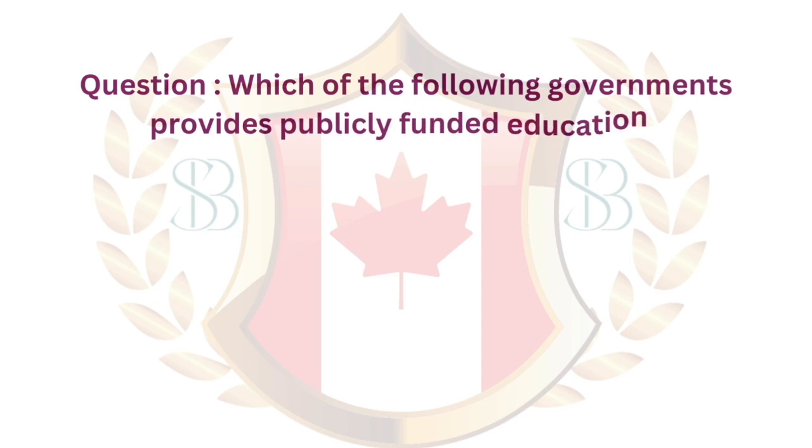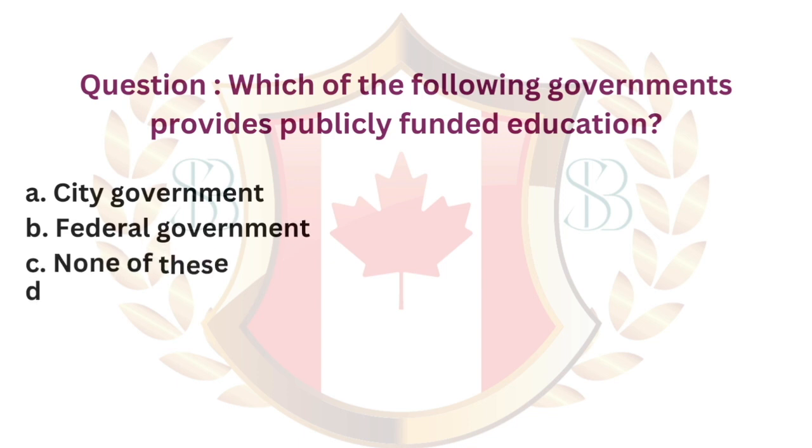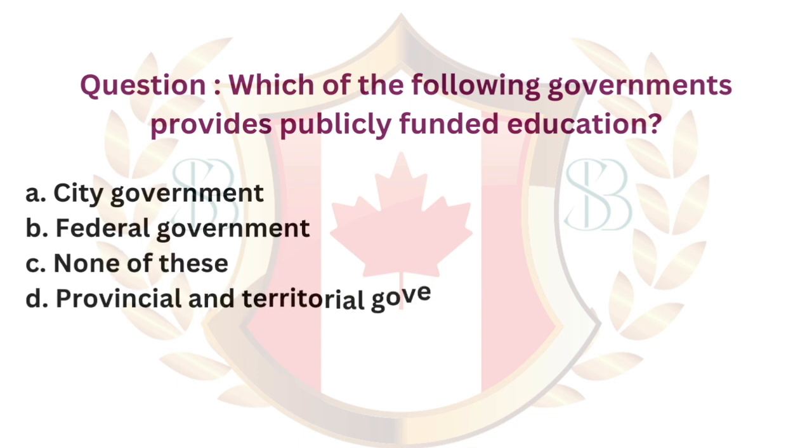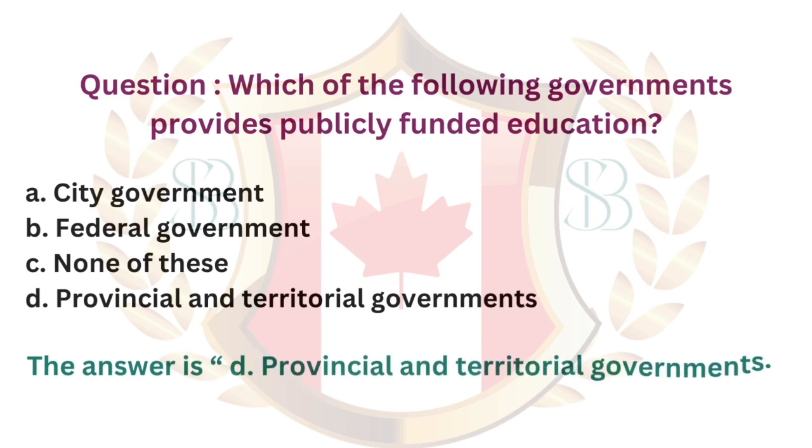Question. Which of the following governments provides publicly funded education? A. City government. B. Federal government. C. None of these. D. Provincial and territorial governments. The answer is D. Provincial and territorial governments.